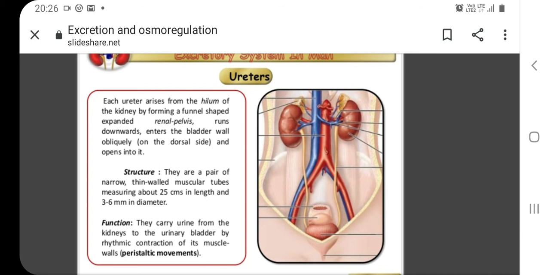As I have already mentioned earlier, the kidney on the outer surface has the convex appearance and the inner side has the concave appearance, and the hilum is the concave part of the bean shaped kidney.